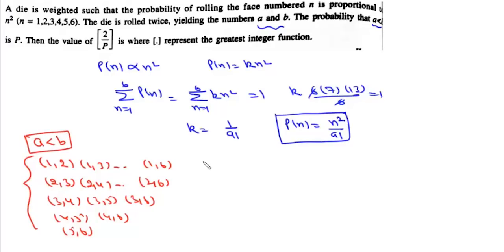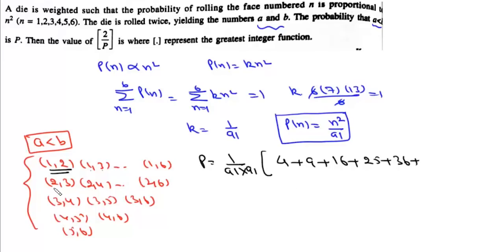Now we'll start writing this probability P. In each we get this 91. So it will be 1 by 91 into 1 by 91, and then for 1 into 2, it will be 1 square into 2 square, so there will be this 4. Then 1 square into 3 square, 9, 16, 25 and 36. Plus, now here we have 2 square, which is 4, and then 3 square, 4 square, 5 square and 6 square. So there will be 9, 16, 25 and 36.